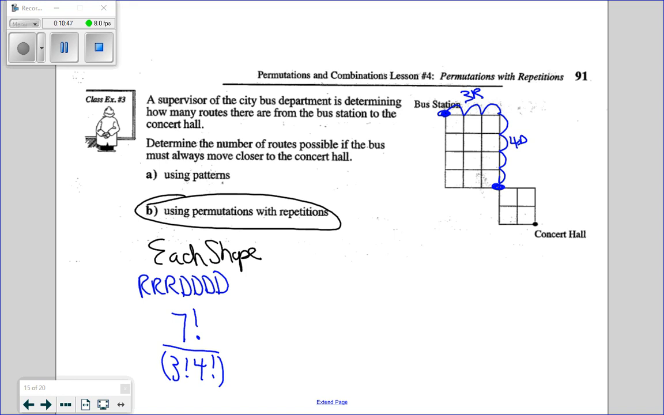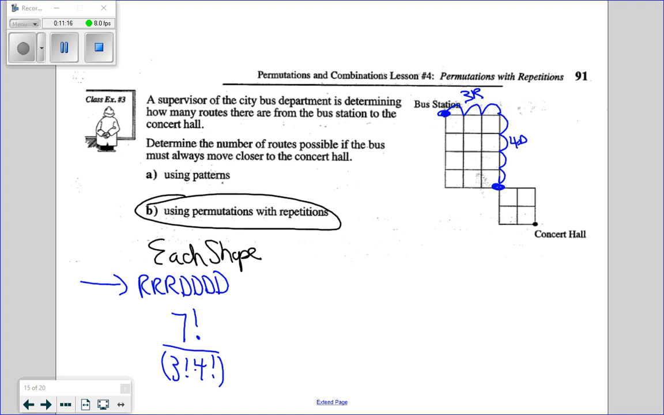The reason why we're doing it this way is permutations are order. So one order is right, right, right, down, down, down, down. Another one could be right, right, down, down, right, down, down. Another one could be right, down, right, down, right, down, down. We're doing different orders of the R's and the D's. That's why this is a permutation. I just have to divide by the repeats because I have identical objects.